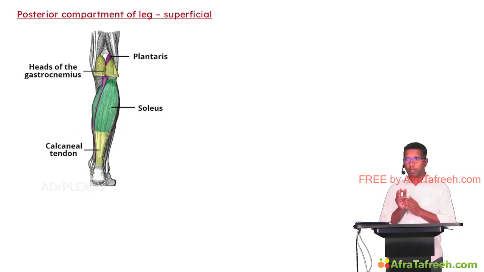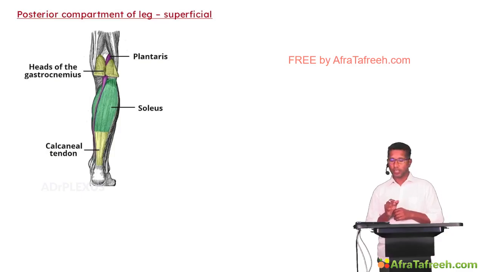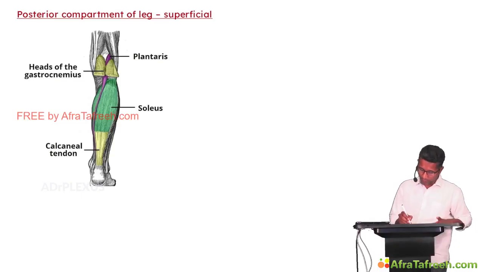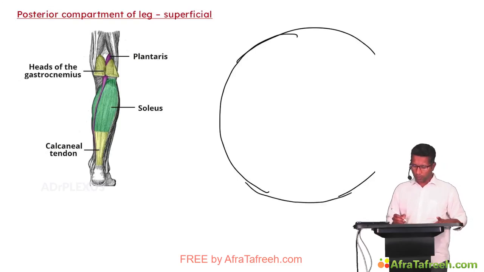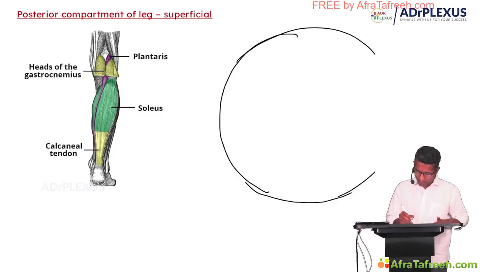So when you see the posterior compartment of the leg, again you have a lot of muscles here. To study the muscles, we'll make a simple cross-sectional diagram, so that it will be very easy for you to understand the muscles. So if you draw a cross section of the leg, the leg has the following bones in it. It has a tibia on one side, and the fibula on the other side.